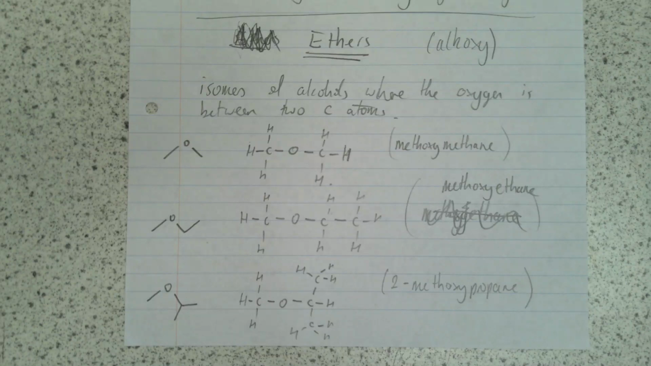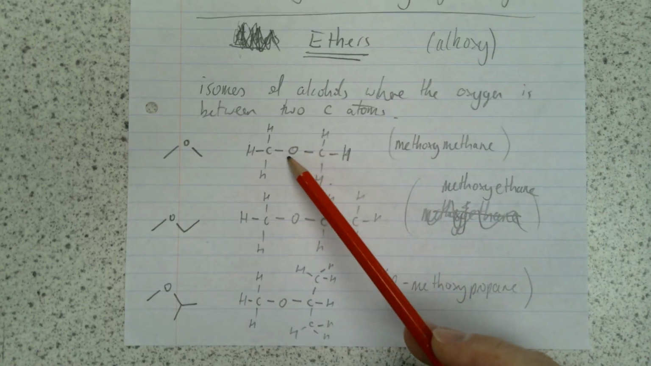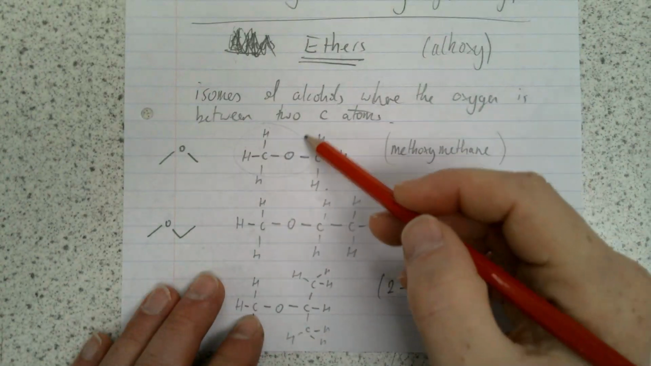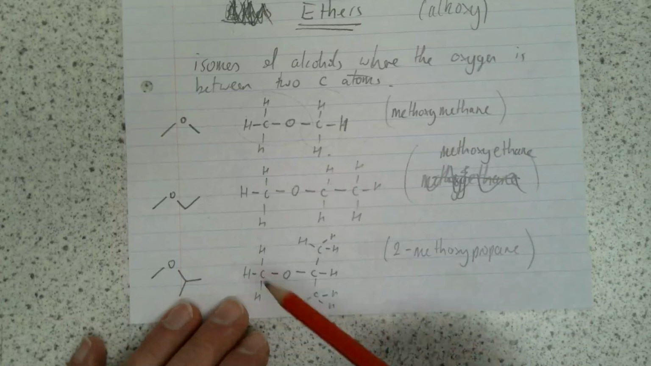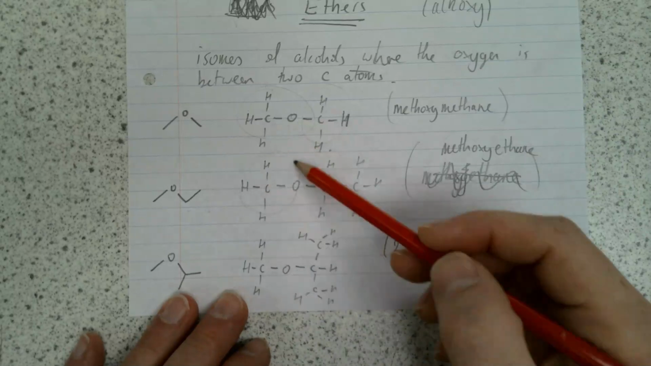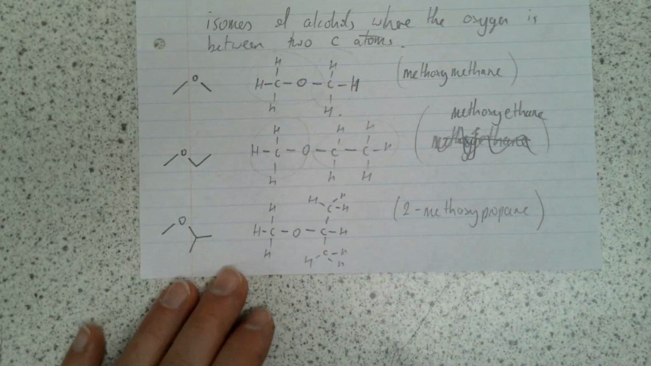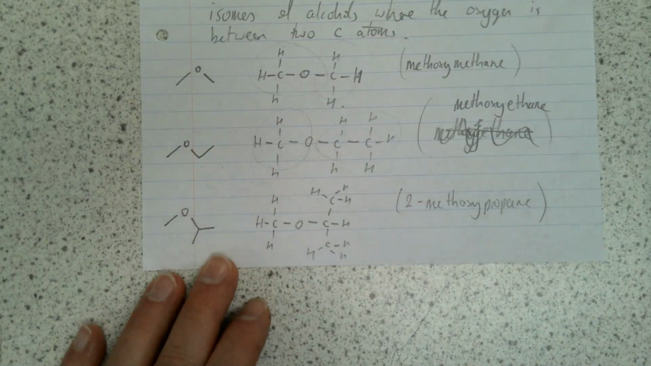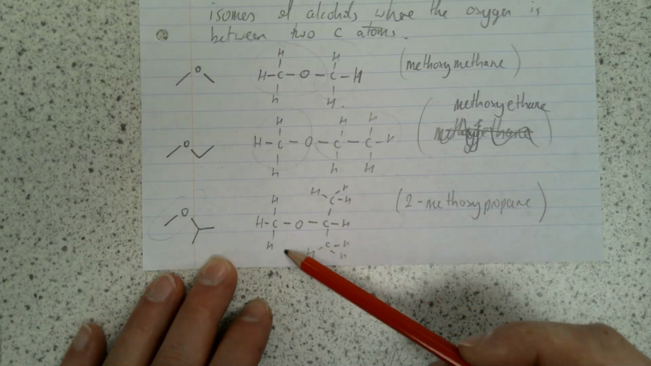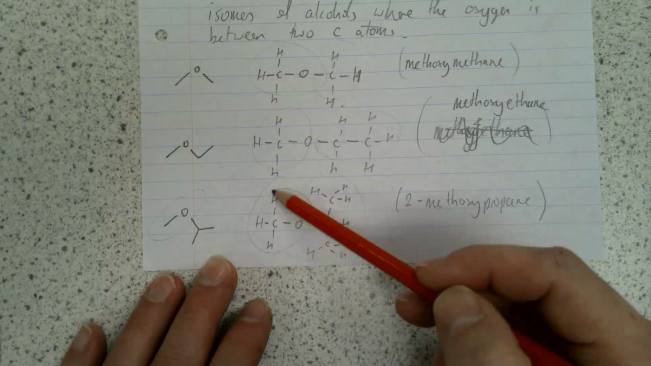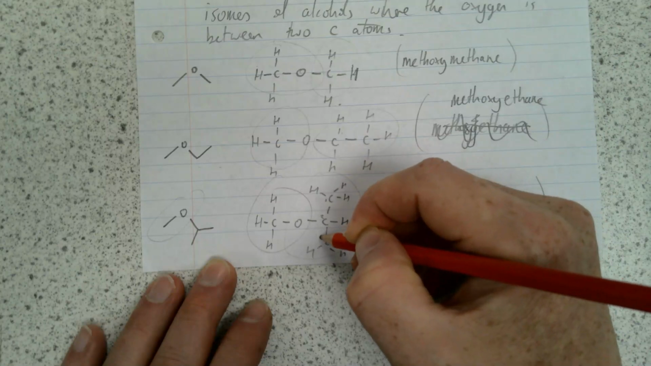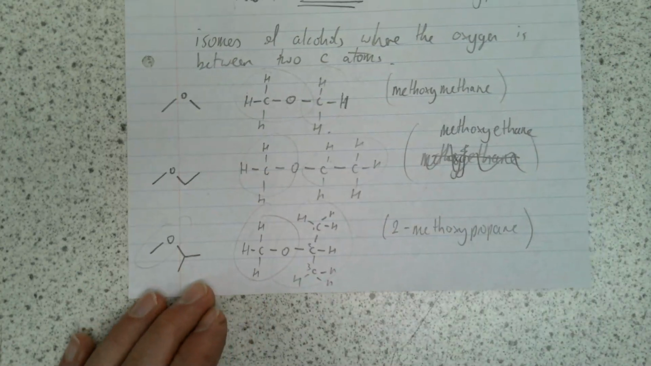So you've got an oxygen in the middle of the molecule, in this case with a methyl group either side. We call that methoxymethane. Or here's another ether, just an oxygen in the middle of the chain. This time it's methoxyethane. Or you can even have a more complicated looking ether like the one at the bottom. This would be methoxypropane, but because it's on the second carbon of the propane, 1, 2, 3, we call it 2-methoxypropane. So there's 3 examples of ethers.